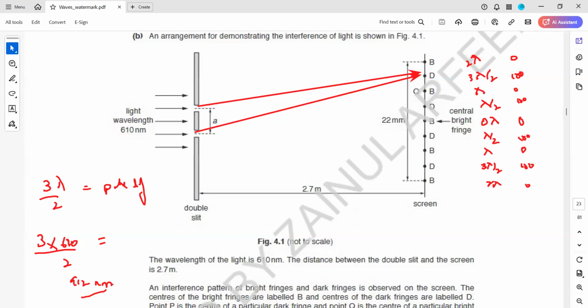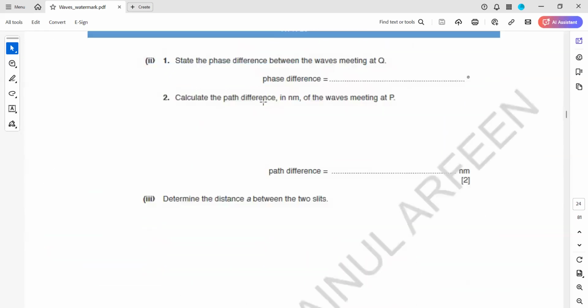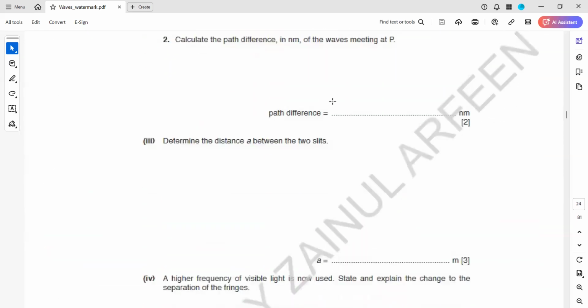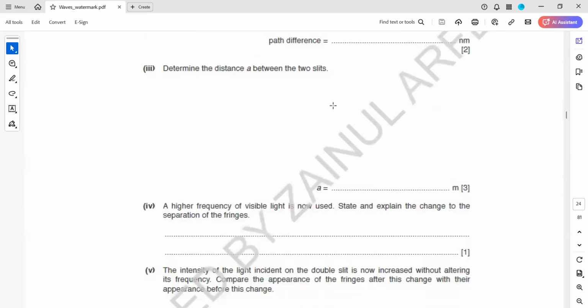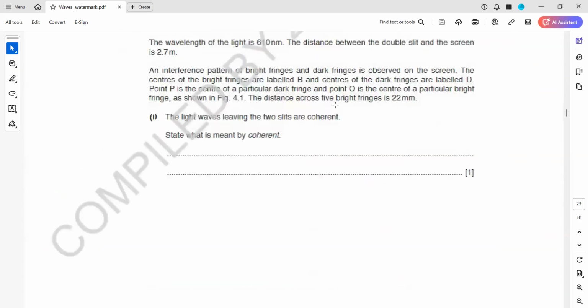Why we did not convert the unit? As they already mentioned, use nanometer as the path difference here. Determine the spacing between the two slits. So how can you determine? You need A here.